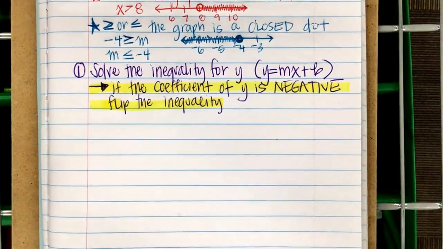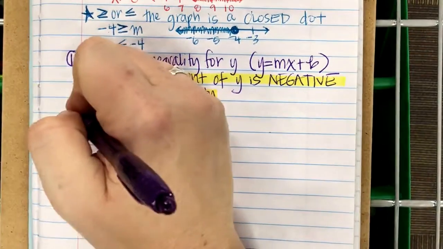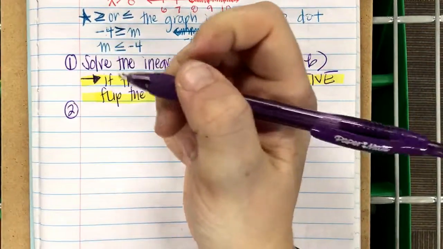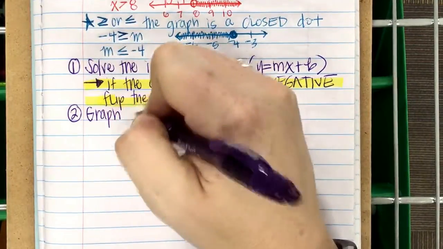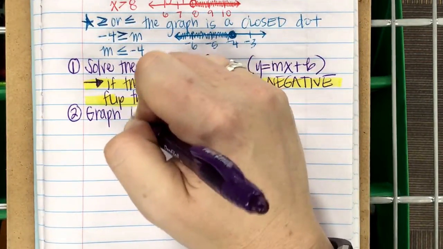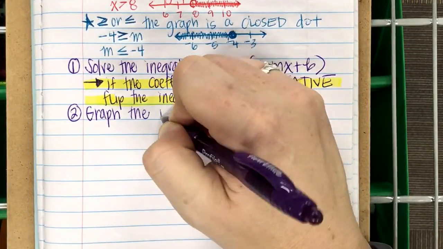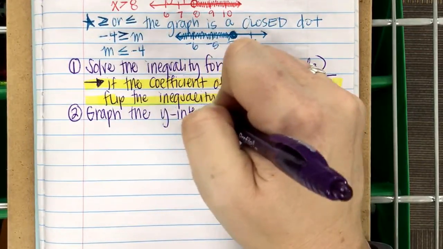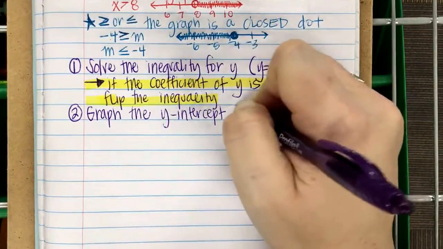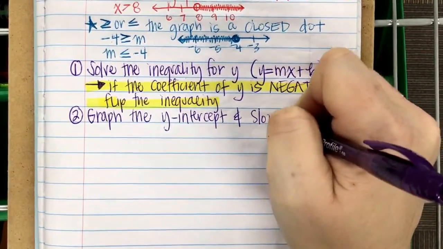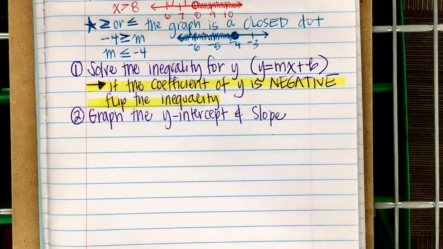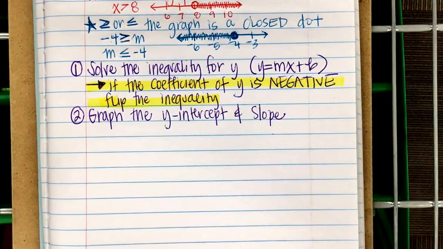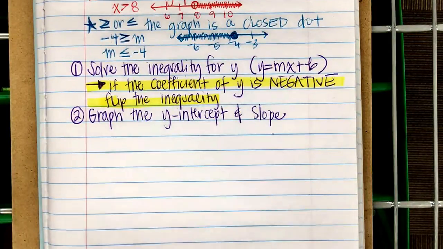So once your inequality is in y equals mx plus b, you're going to graph the y-intercept and the slope. Whatever the plus or minus number is, you go up or down to that number and put a dot. Then from that dot, you count the slope, rise over run.